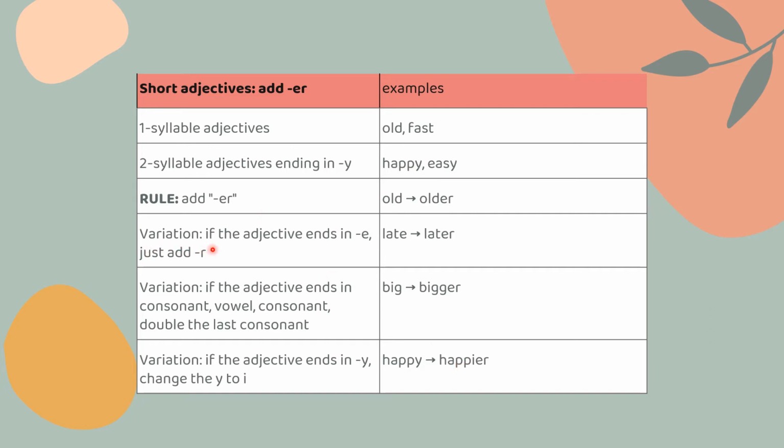Variation: if the adjective ends in e, just add r, like late to later. Variation: if the adjective ends in consonant, vowel, consonant, double the last consonant, like big to bigger. Variation: if the adjective ends in y, change the y to i. Sorry. The example is happy to happier.